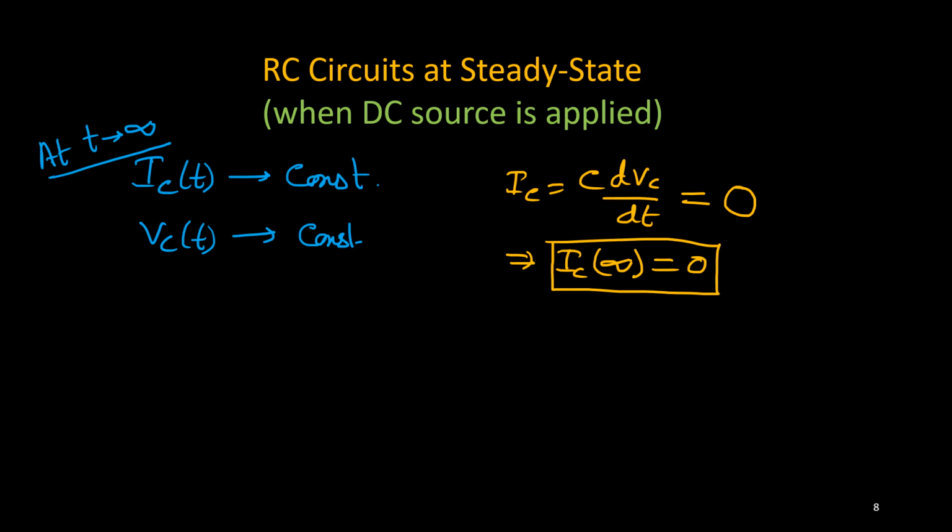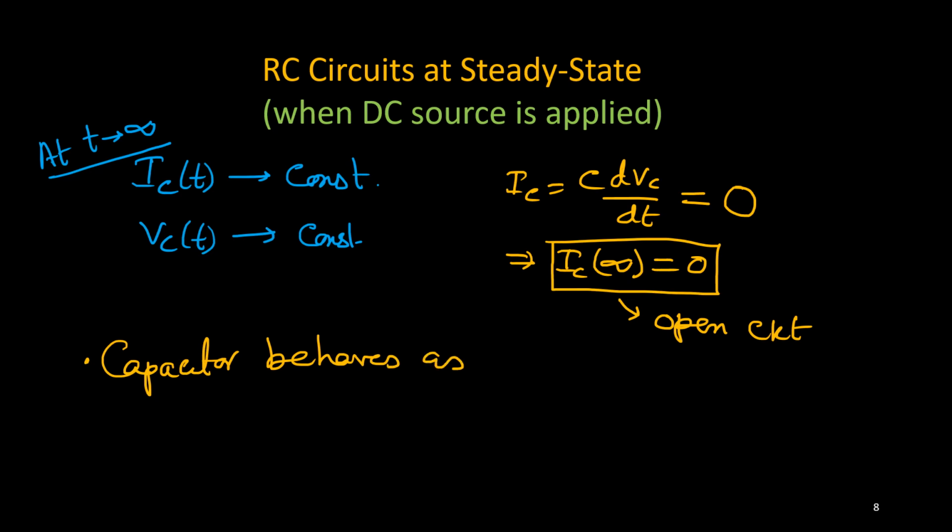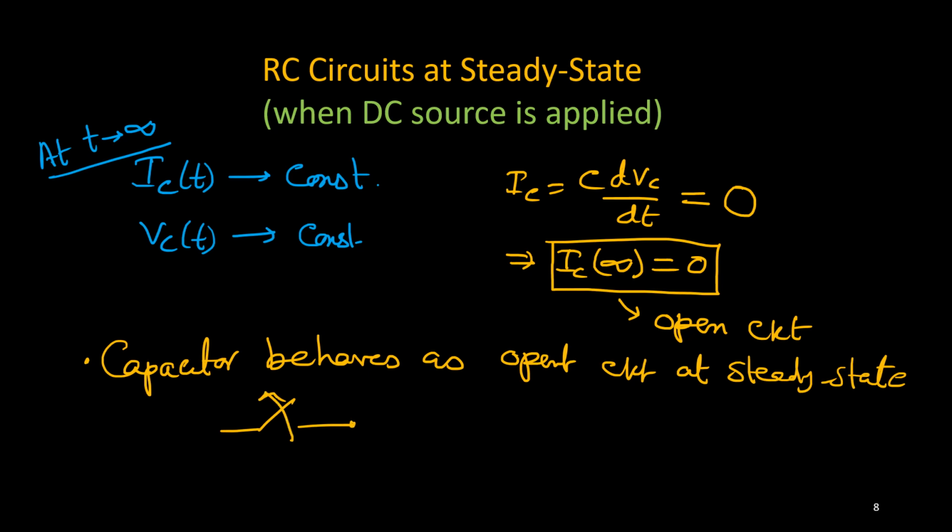So current through the capacitor is becoming 0 at steady state. What does it imply? It is an open circuit, because in an open circuit there is no current flow. So the capacitor is behaving as an open circuit at steady state. This is important information, okay? So we can replace the capacitor by this open circuit. It's open.